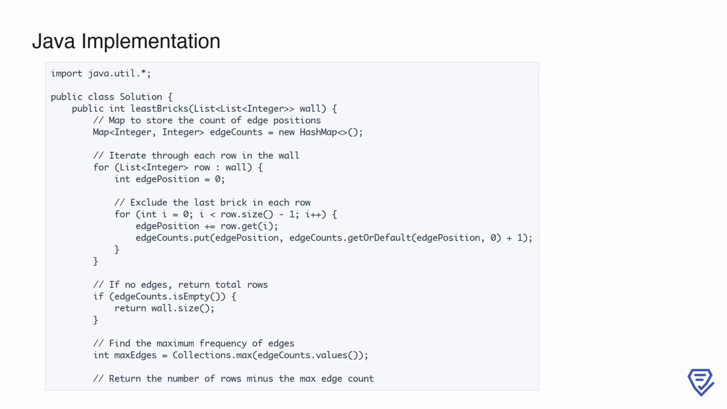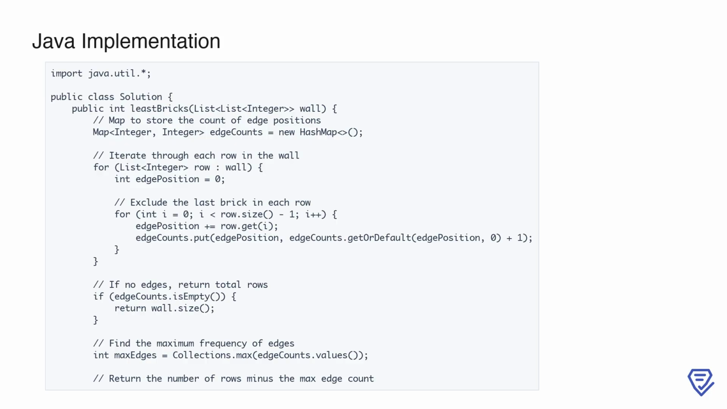Next, we iterate through each row in the wall. For each row, we initialize an edge position variable to 0. This variable will help us calculate the cumulative position of brick edges as we move through the row. Inside the loop, we exclude the last brick of the row because we don't want to count the far right edge. For all other bricks, we increment edge position by the width of the current brick and update the edgeCounts map. If the edge position already exists in the map, we increment its count, otherwise, we initialize it with a count of 1. This allows us to keep track of how many rows have an edge at a specific position.